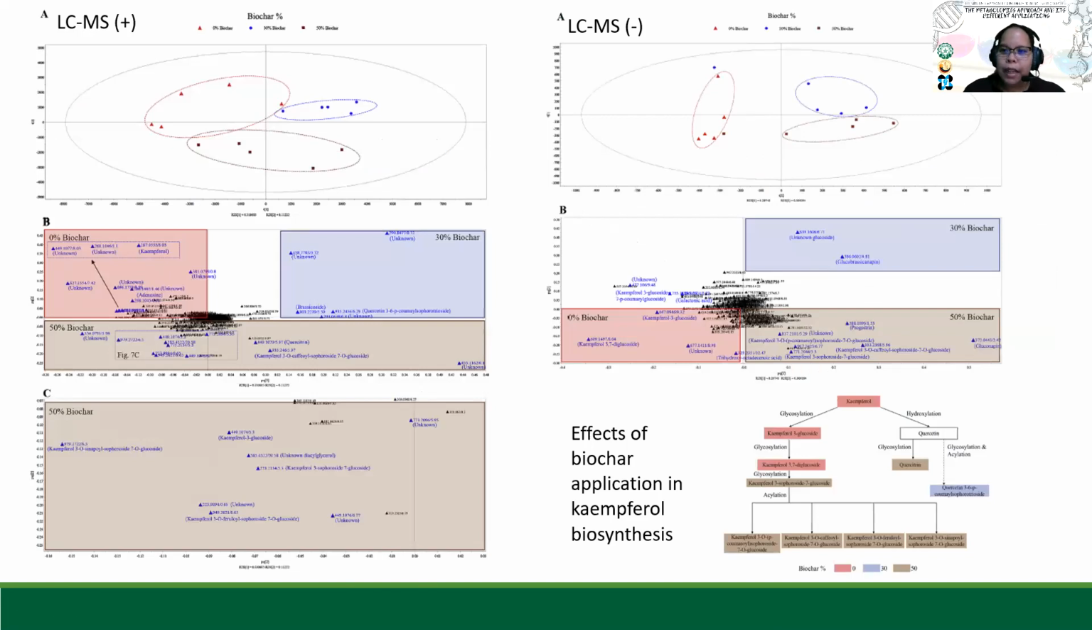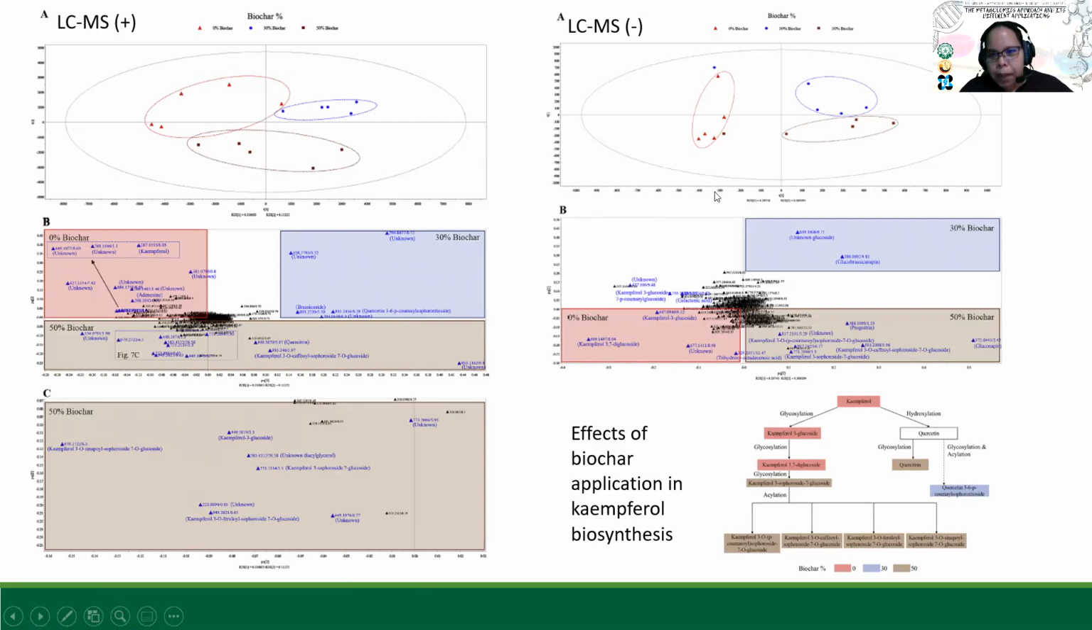Now, this is more of the LCMS results. First we look at the results of the LCMS analysis in positive ionization mode. Here again, you see some clustering or differentiation of your samples for 0%, 30%, and 50% biochar. Mainly, in terms of the loadings plot, you have an increase in certain flavonoid glucosides for your application of biochar. For 30% and 50% biochar, you have increased levels of these flavonoid glucosides.